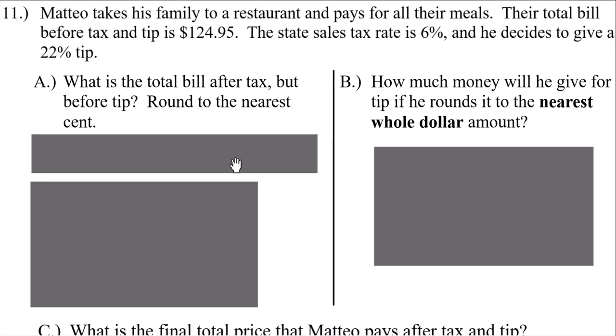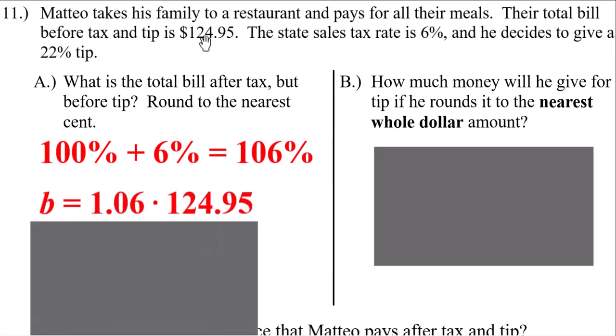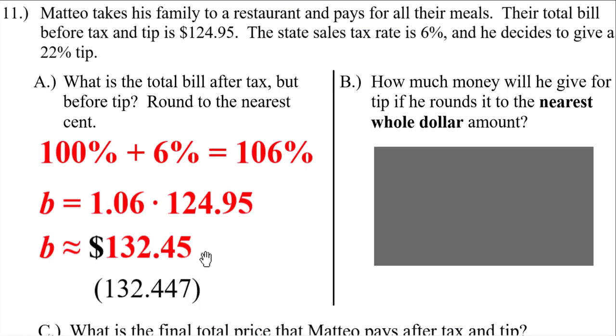Okay, have you already done number 11? If not, please hit pause now. All right, the total bill after tax, but not quite using the tip yet. 100% plus 6% means you're paying 106% of the original cost, which, by the way, this is typical for states like Pennsylvania. So multiply that times the original cost before any tax or tip, and you will get the bill of $132.45.